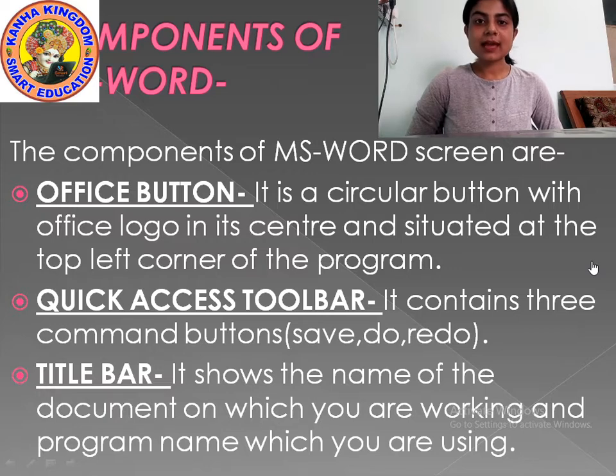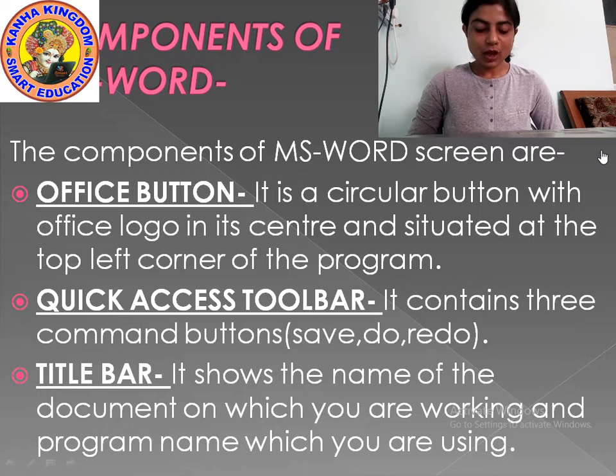Then there are the minimize, maximize and close buttons. You all know what the minimize, maximize and close buttons are. Yes, then there is the ribbon. Now what is the ribbon? The ribbon is a set of all tabs and groups. Because of the ribbon in the MS Word page, working becomes very easy, fast and efficient.